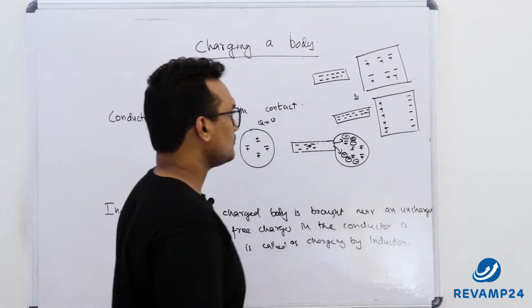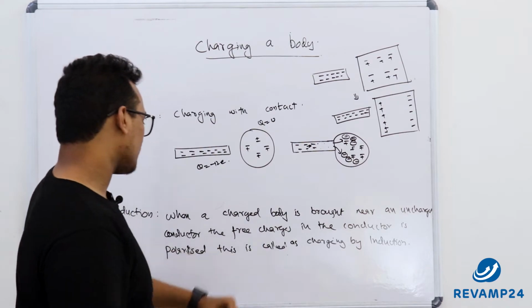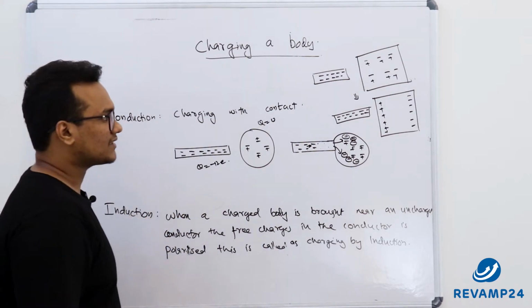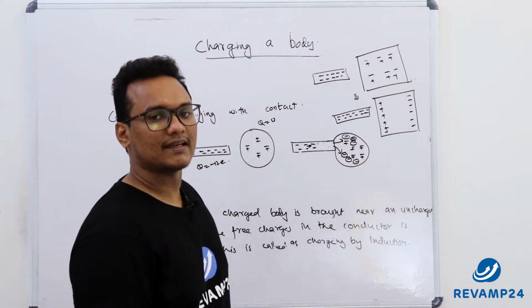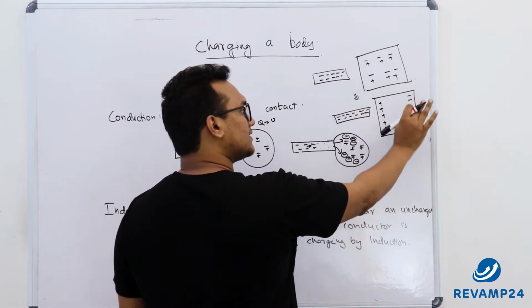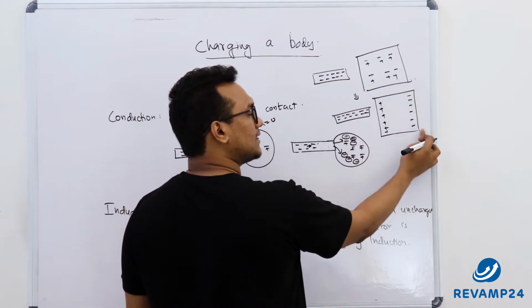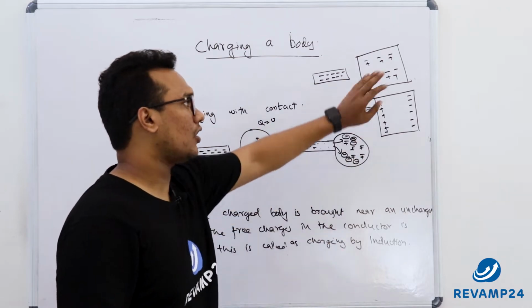This is called polarization. So this is polarized, and this process of charging is called charging by induction. But see, now also the object is not charged. How can we say it is charged, unless there is a net charge? What is the net charge? Here in this case also the net charge is 0, because there are 6 positive charges and 6 negative charges. Previously also it was 6 positive and 6 negative. It is not charged here.